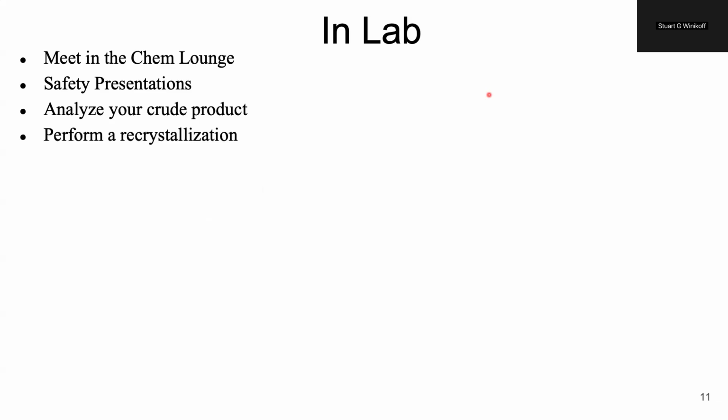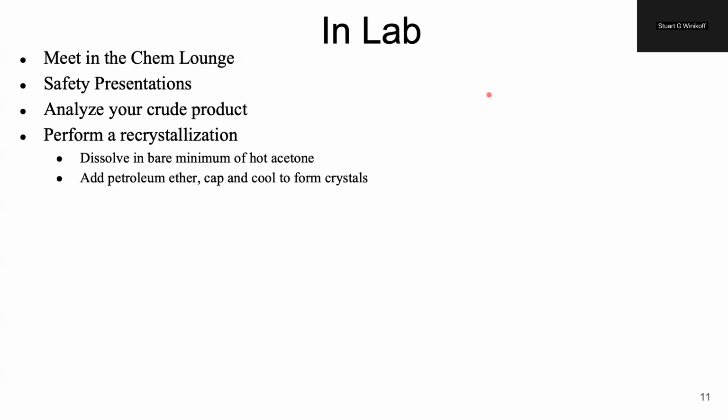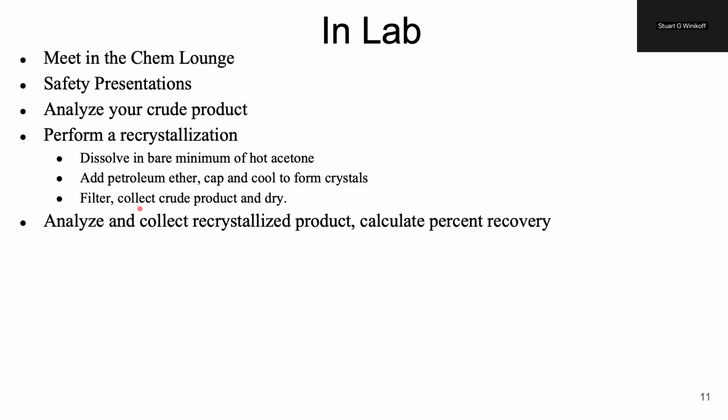Then we're going to perform that recrystallization. So again, remember, we're going to need to heat up some acetone, and you're going to want to add only the bare minimum to dissolve your sample. Then we're going to add that room temp petroleum ether, then cap your flask and let it cool until you see crystals form. Again, an ice bath might be useful here. After this point, you're going to filter and collect your crude product. Again, reminder, when you're filtering, make sure to use cold petroleum ether to rinse your crystals.